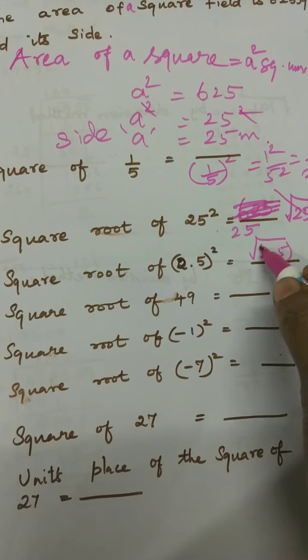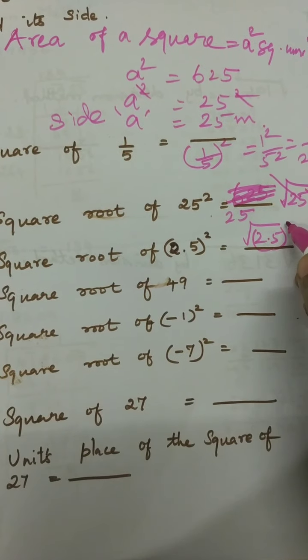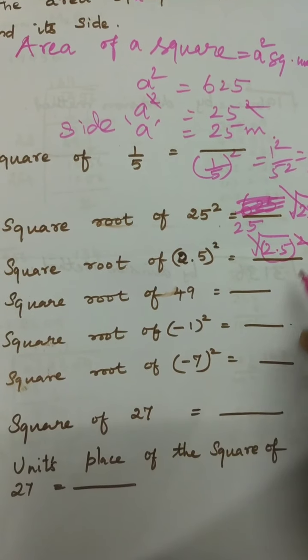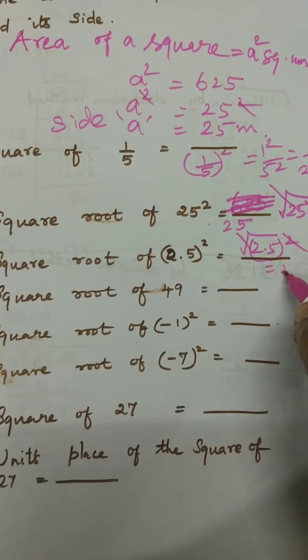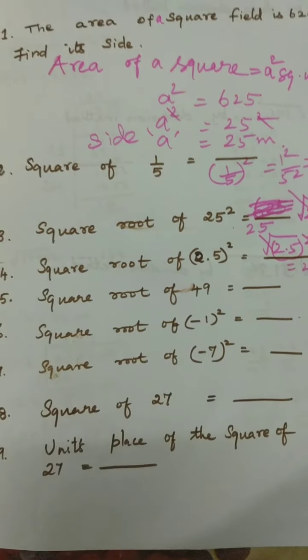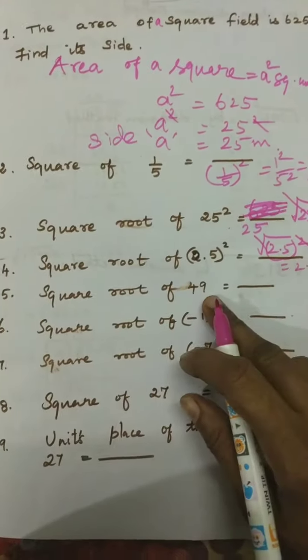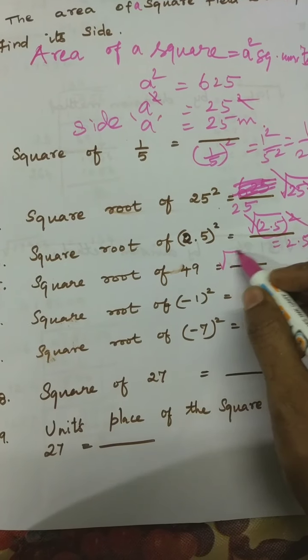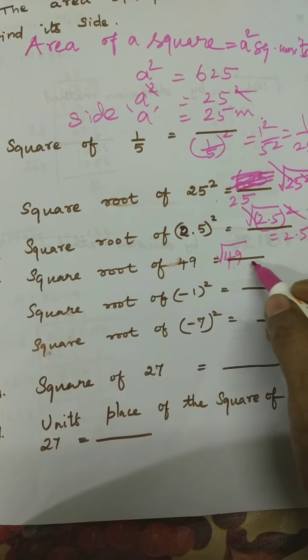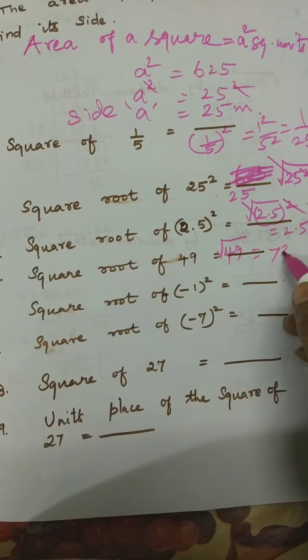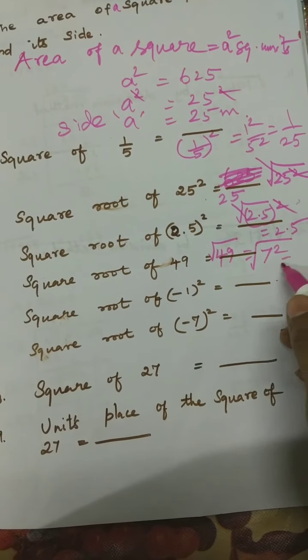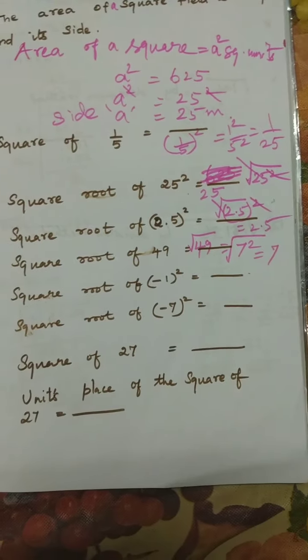Then square root of 2.5, the whole square, isn't it? You have to cancel square and root. That will become 2.5 as the answer. Okay. Then square root of 49. Square root of 49 is equal to 7 square, isn't it? Yes, the answer is 7.